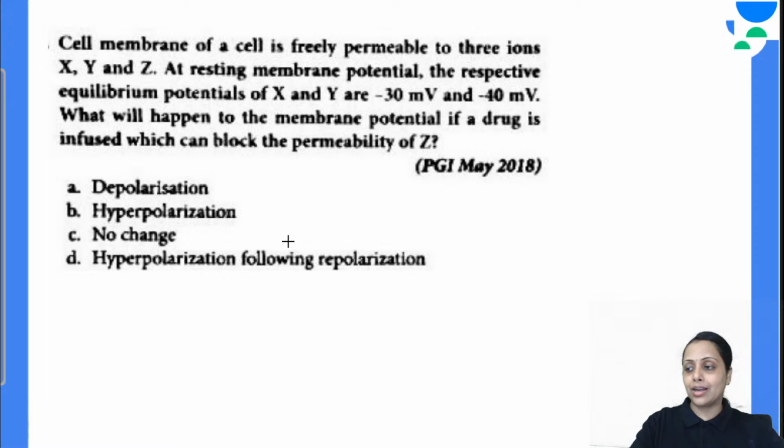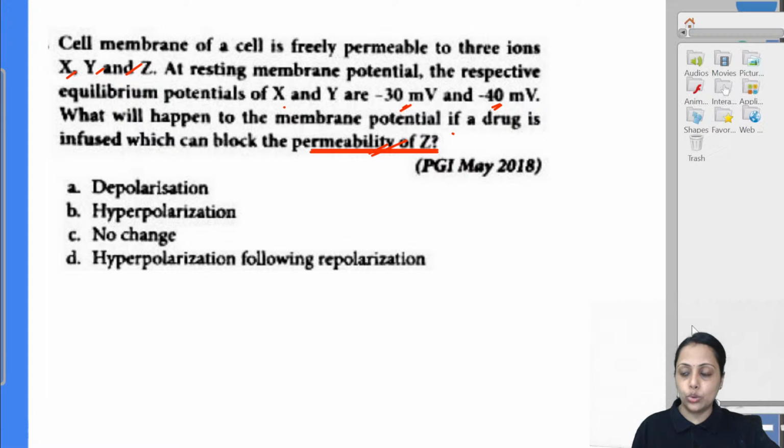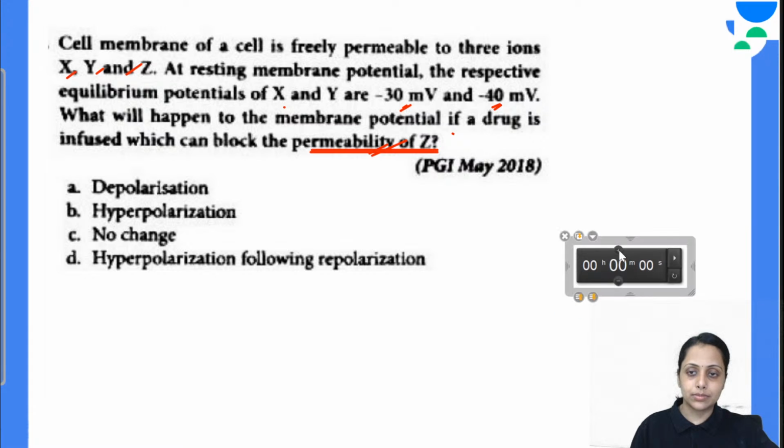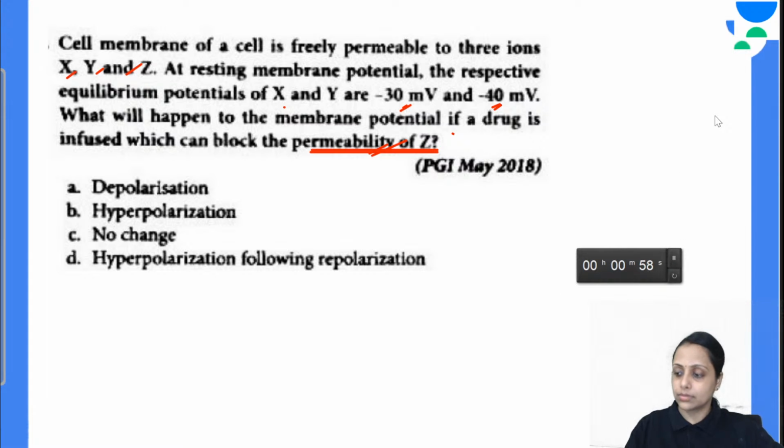Okay, now coming to the question part. Everybody ready for the question? First question of today's session. The cell membrane of a cell is freely permeable to 3 ions X, Y, Z. At resting membrane potential, the respective potentials by X and Y are -30 and -40 millivolt. What will happen to the membrane potential if a drug is infused to block the permeability of Z? Is it going to cause depolarization, hyperpolarization, no change, or hyperpolarization followed by repolarization? Everybody answer this question.